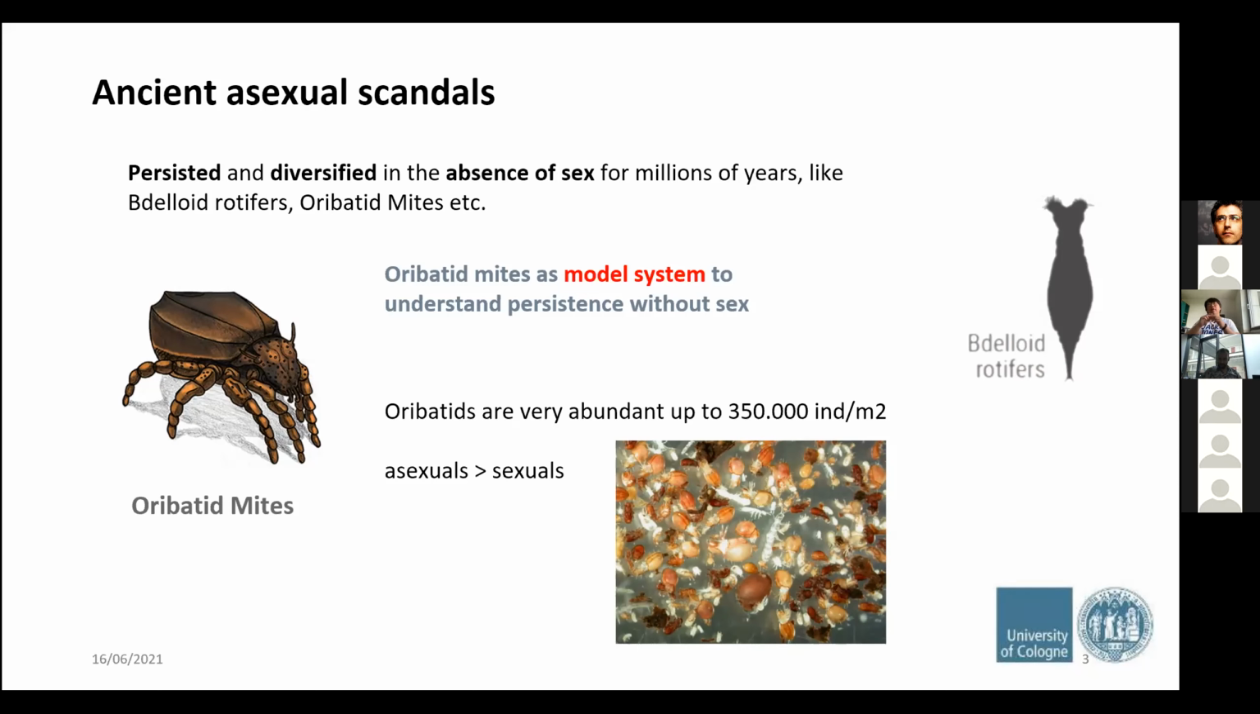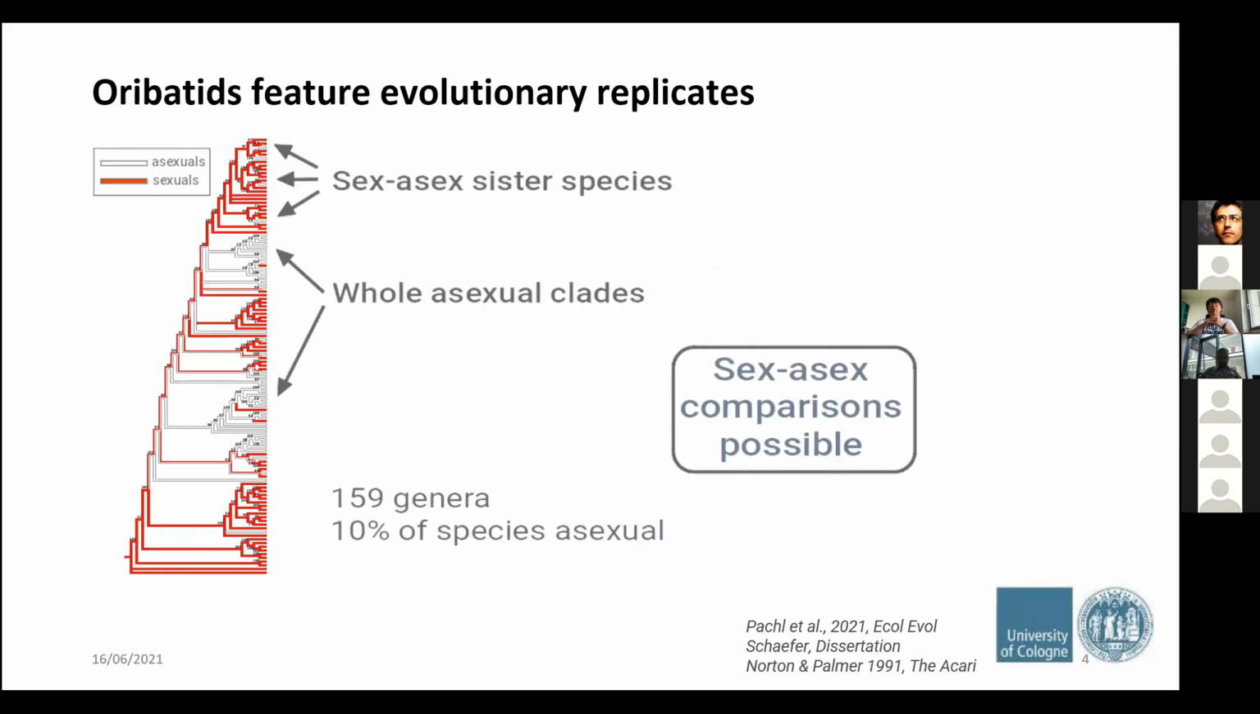Oribatid mites are very easy to get in forests, and most of them are asexual. And the biggest advantage of oribatid mites as a model organism is that they provide evolutionary replicates. They have 159 genera and about 10% of species are asexual. So they make it possible to compare sex and asex.